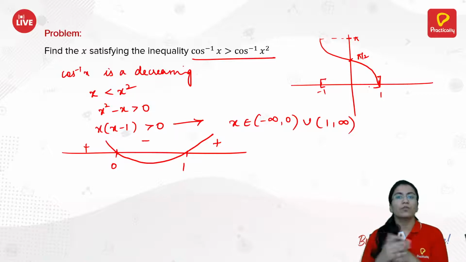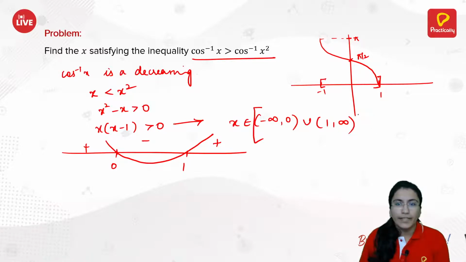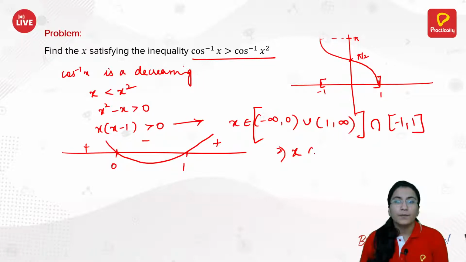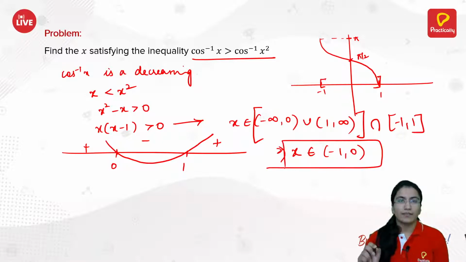It is defined only for minus 1 to 1. So the intersection of this complete set has to be taken with minus 1 to 1, because for values less than minus 1 or greater than 1, cos inverse is not defined. So this intersection has to be taken. That implies x will belong to minus 1 to 0. You have this as your answer.